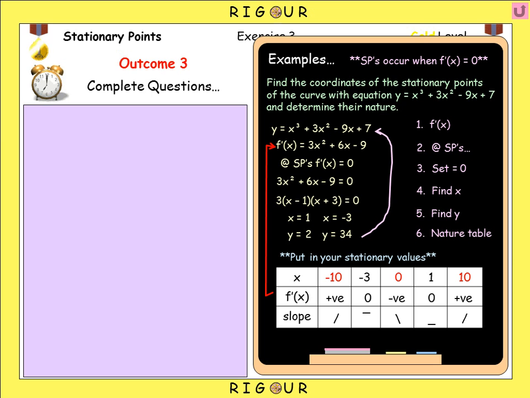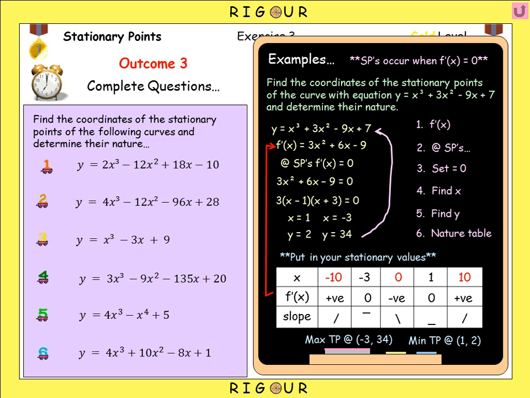So as you can see here, this gives us 2 stationary points, which we've got to answer the question for. We have a maximum turning point at minus 3, 34, and we have a minimum turning point at the coordinates 1, 2. And that's 8 marks, or 6 marks, in your exam, folks, and that's how we do it. So now, you're going to go and try these 6, and you're going to pause the video now.